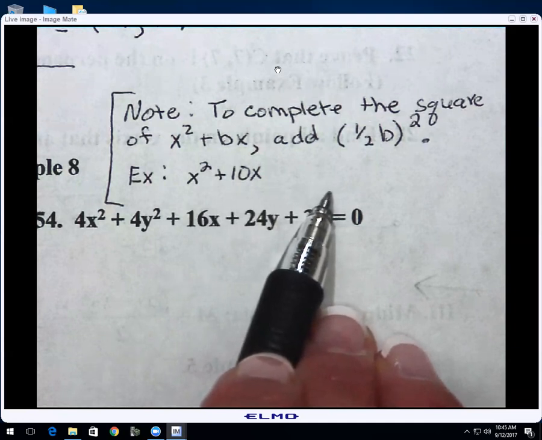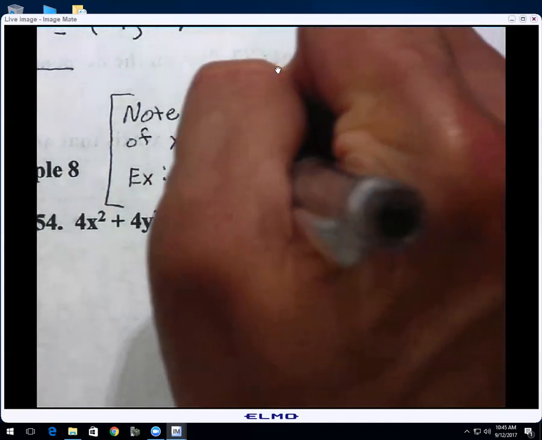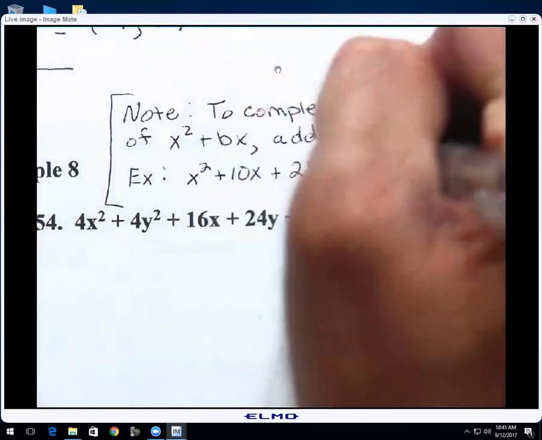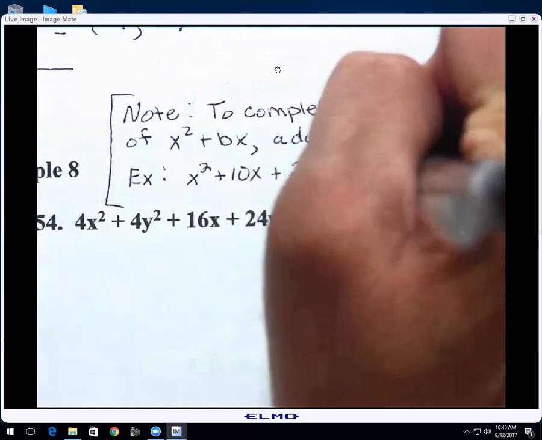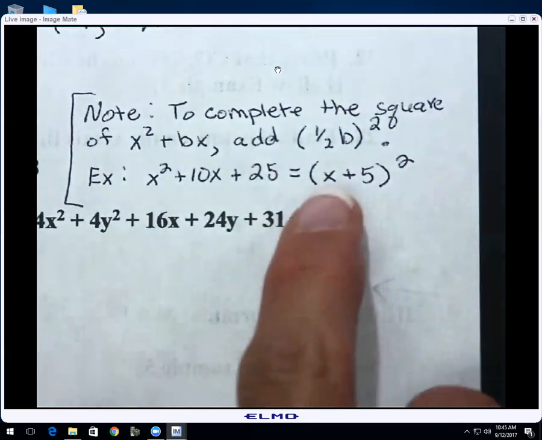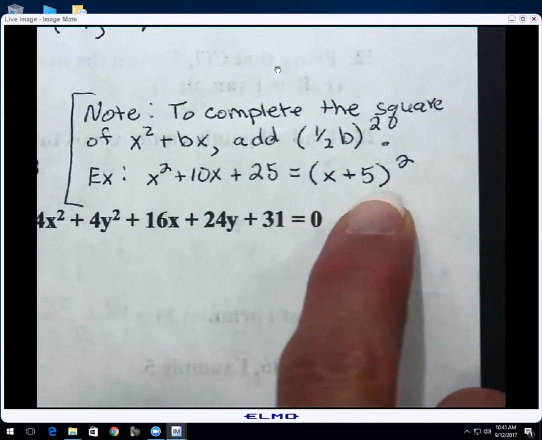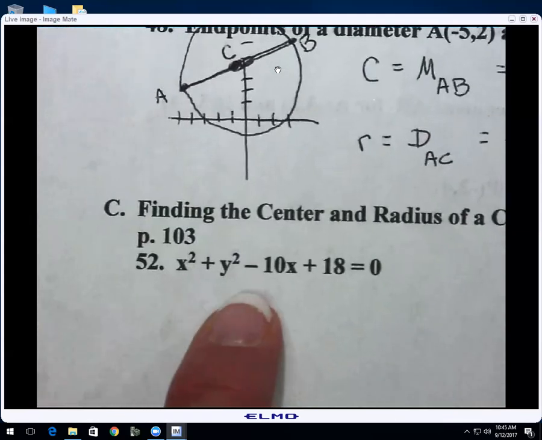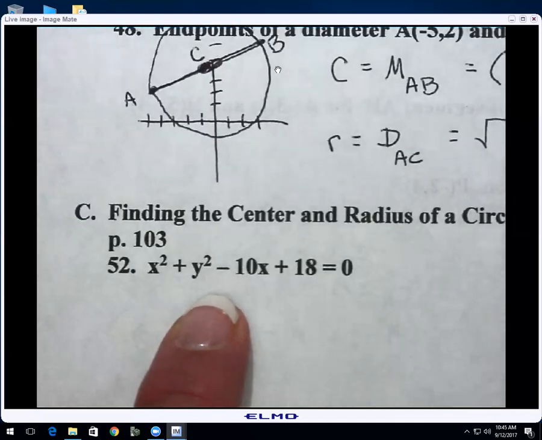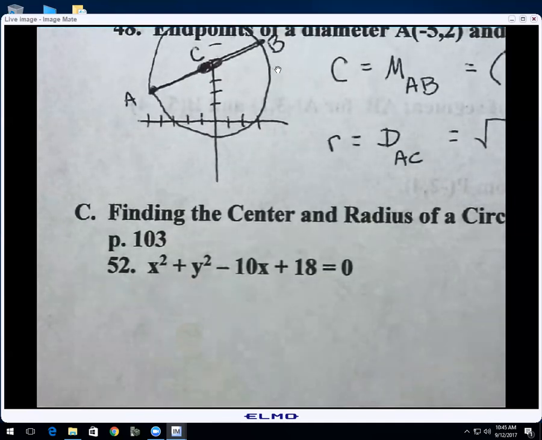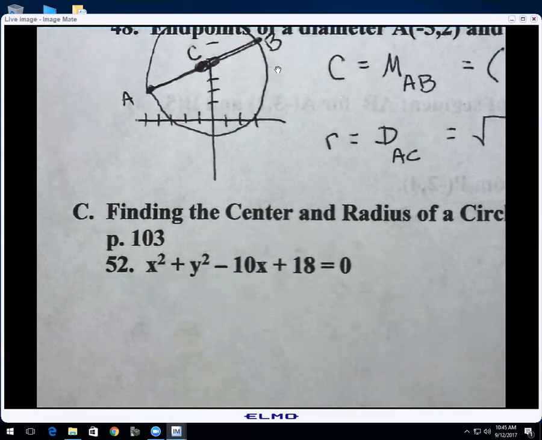Half of 10 is 5, square it. 25, that's a perfect square trinomial. And now it looks like something that goes in the standard form of a circle. If this were part of the standard form of a circle, I'd say the center is at -5 something. So that's the goal when we're given something in general form. We want to get it in center-radius form so that we can see the center and the radius.